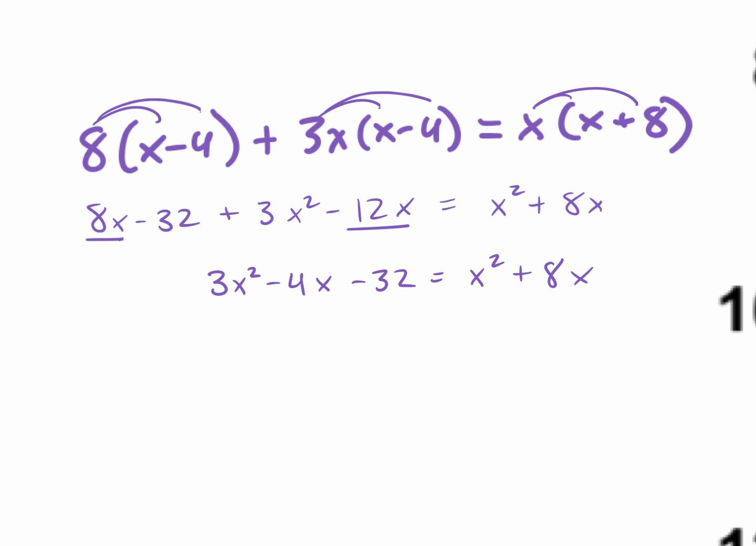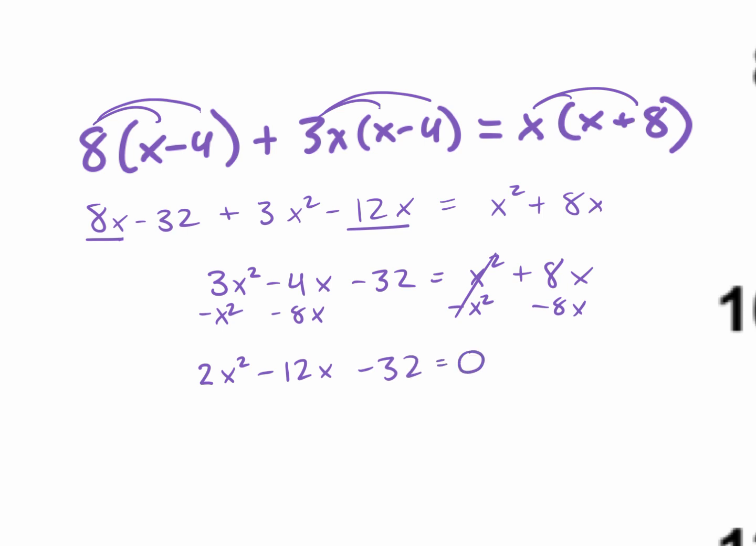What can I do next? We can subtract the x squared. Awesome. Let's subtract the x squared. Negative 2x squared. And let's subtract the 8x. So then we have negative 12x. What's 3x squared minus x squared? That's 2x squared. 2x squared minus 12x minus 32 is equal to 0.